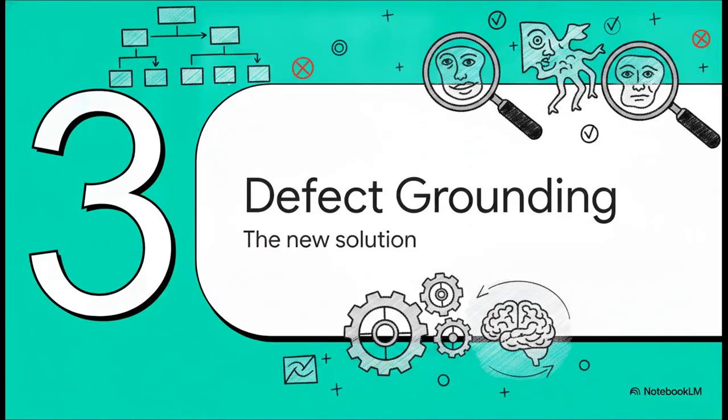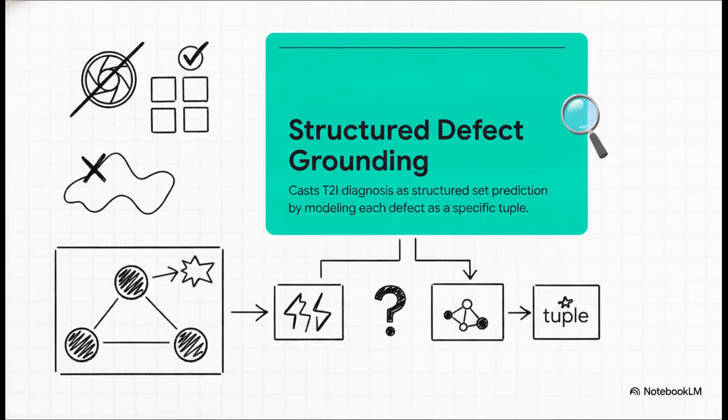So let's move to Section 3, Structured Defect Grounding. So the crucial point here is the solution they came up with: Structured Defect Grounding, or SDG. It's a method that casts text-to-image diagnosis as a structured set prediction by modeling each defect as a specific tuple. That sounds complex, but instead of that vague heat map we talked about, SDG forces the diagnosis into a very clear data package, a tuple. It predicts a specific set of facts about every single flaw.